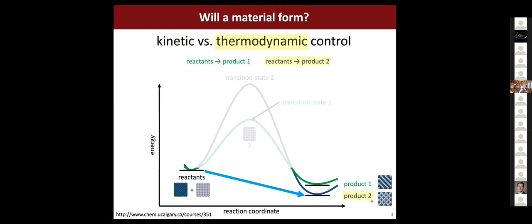This is the tendency of where the reactants want to go eventually. If we allow for infinite time and we're allowed to explore all possible states, this is really the thermodynamic control. So we're going to ignore the kinetic variables for now for this discussion.